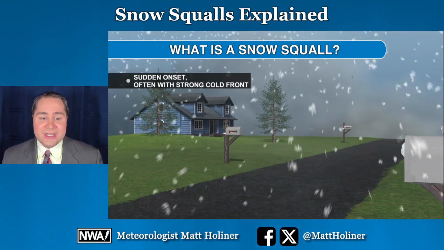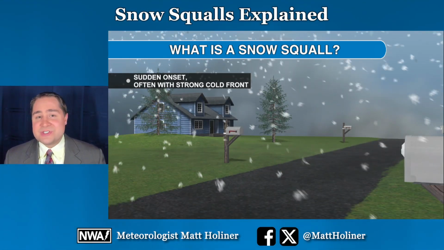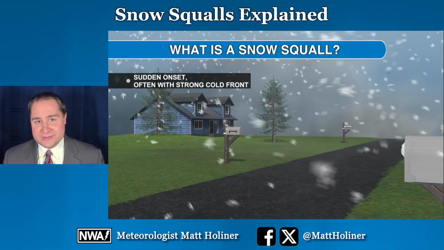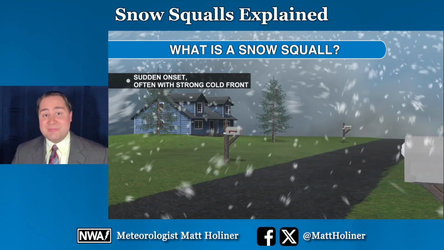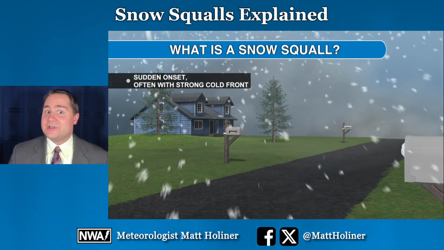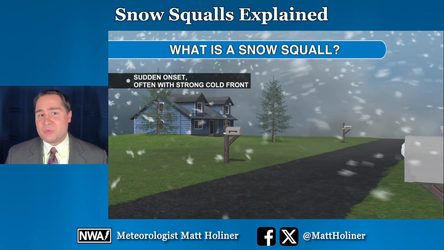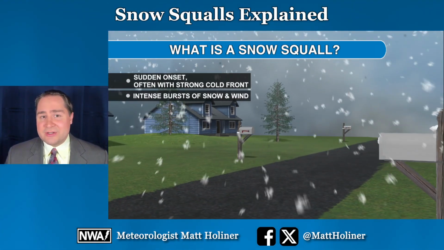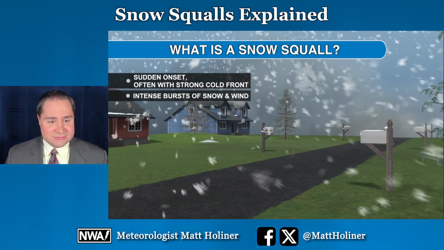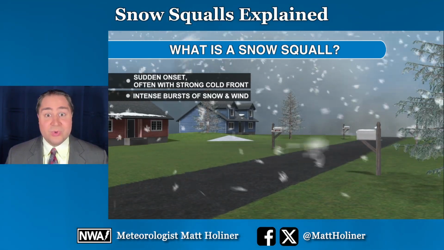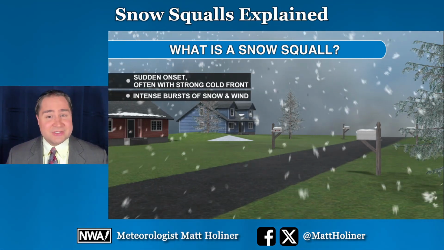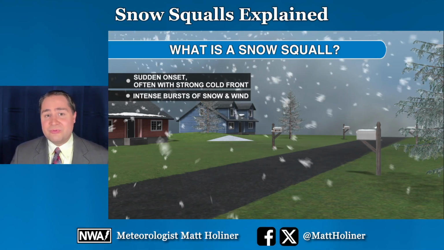sudden change is oftentimes snow squalls are associated with strong cold fronts. So until the cold front arrives, not much is going to be going on, but when the cold front does arrive, boy, do things start to change. And with snow squalls, we're not talking about light snow, we're talking about heavy snow coming down. And because we're talking about a strong cold front, the winds pick up as well. It's not uncommon in snow squalls to see wind gusts 30, 40 miles per hour.